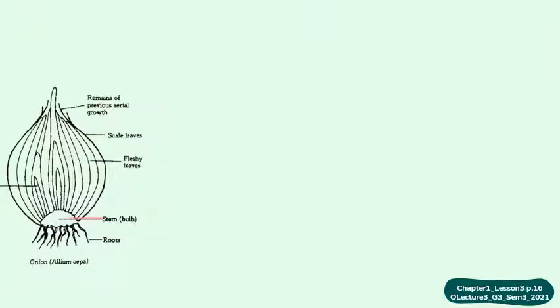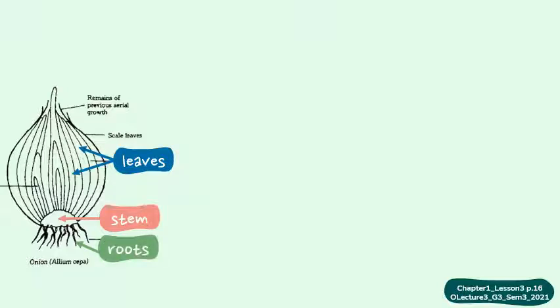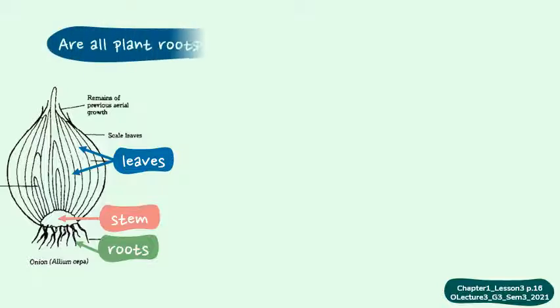This is the diagram of an onion, and here is its stem, the bulb. Onions have also fleshy leaves. We eat these leaves. These leaves are edible, and here are the roots of this plant. But are all the plant's roots the same? No. The roots form the underground part of the plant, and they come also in different shapes and have different nature.